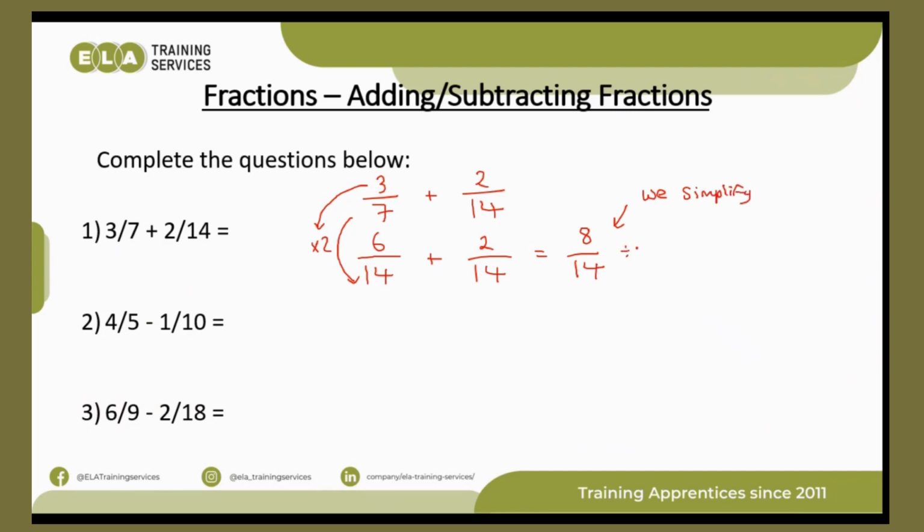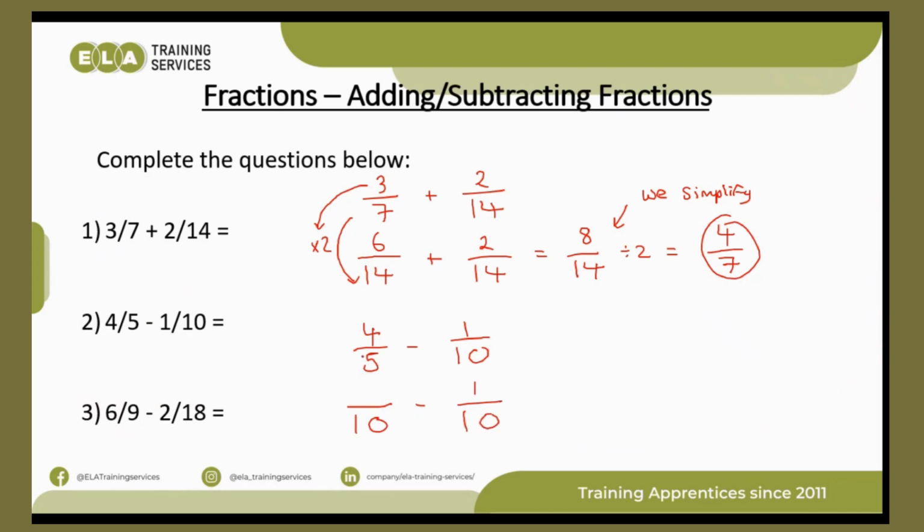And then we divide by 2, and that becomes 4/7, and that is our answer. Okay, let's do one more of these. So we've got 4/5 take away 1/10. We say to ourselves, can we turn our 5s into 10s? We can. So 10 is going to be our new denominator. We keep the 1/10 as the fraction.